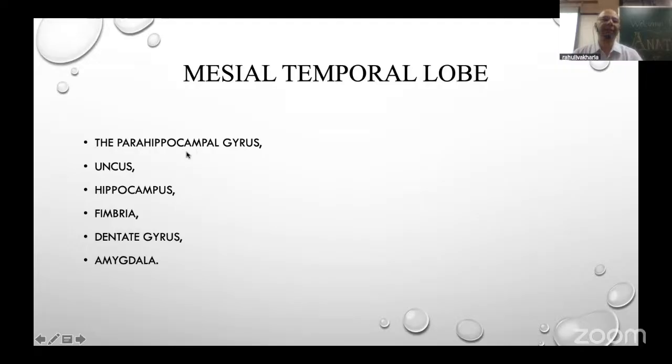The first will be the parahippocampal gyrus. Second will be the uncus. Third will be the hippocampus. Fourth will be the fimbria, dentate gyrus, and amygdala. These are the parts of the mesial temporal lobe, which are basically and indirectly part of the limbic system.